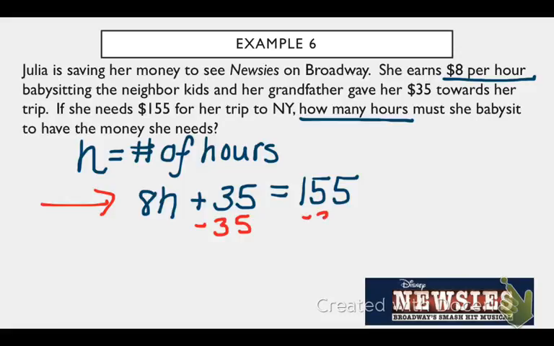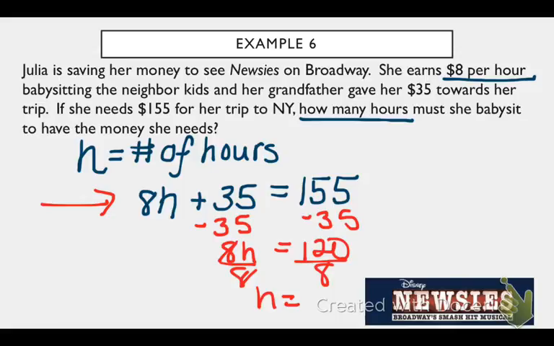So let's solve it. We're going to subtract 35 from each side. So 155 minus 35 is 120. So I have 8h on the left. I'm going to divide each side by 8. And 120 divided by 8 is 15. So she must work 15 hours to have enough money for the trip.